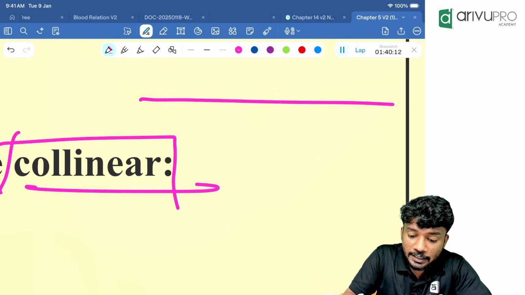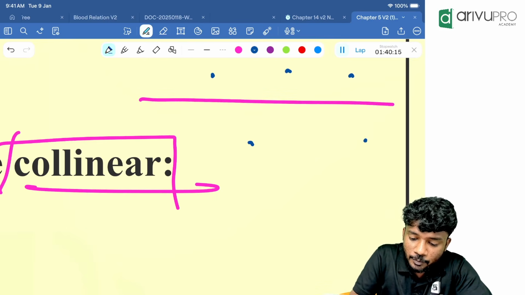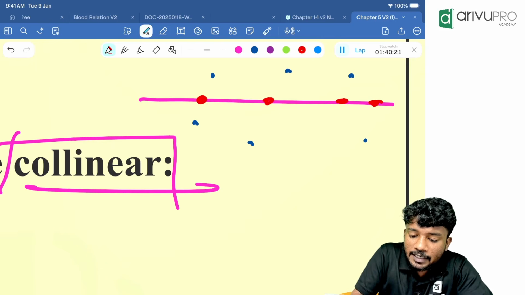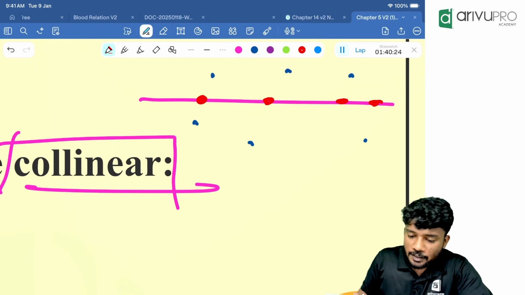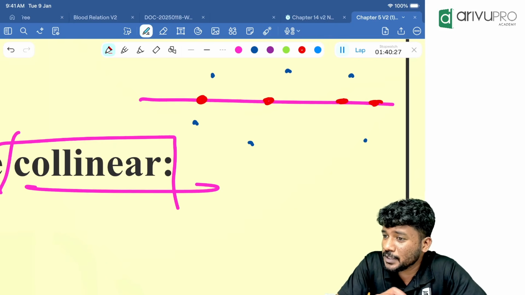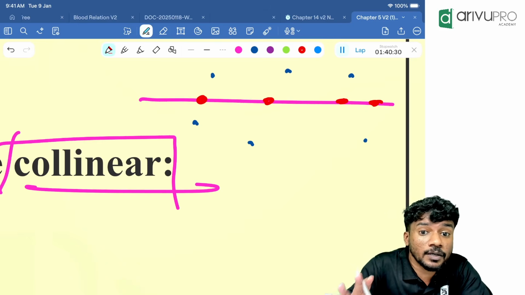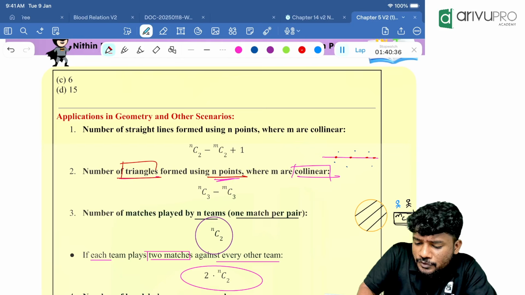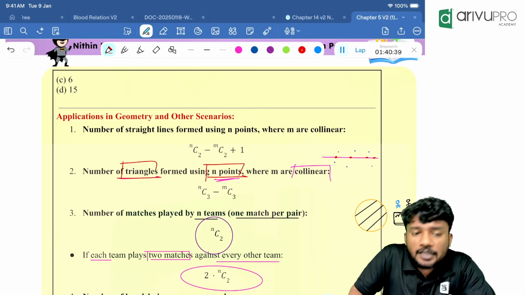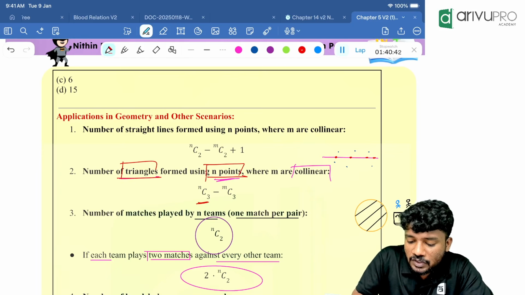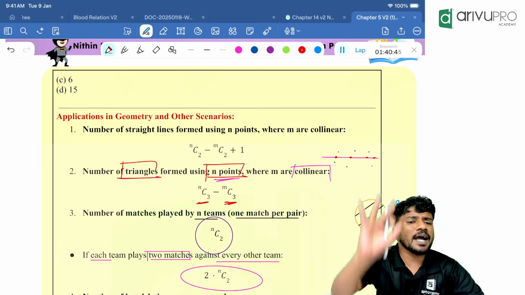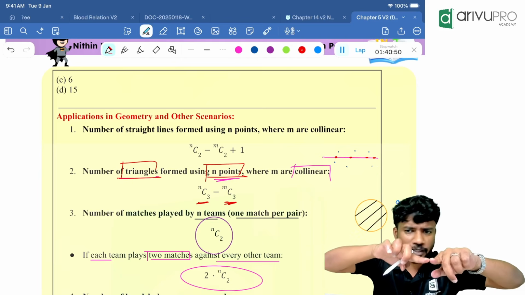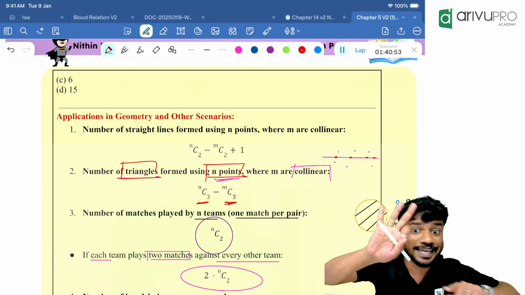For example, I am drawing a line here. Now there are a few points. Then there are some other points which are in red color. Whoever is lying on that straight line is called what? Collinear points. Are you getting the point? Collinear points means if they lie on a single straight line. Now, number of triangles formed using n points where m are collinear: the formula is NC3 minus MC3. Why are we choosing 3 points? Because we require three points to join and form a triangle.